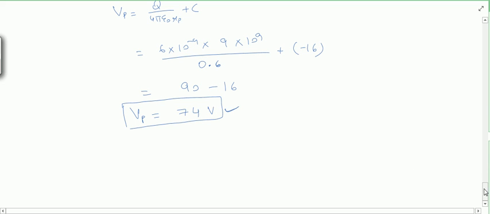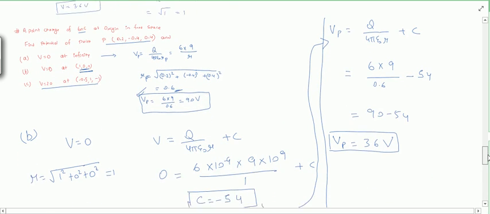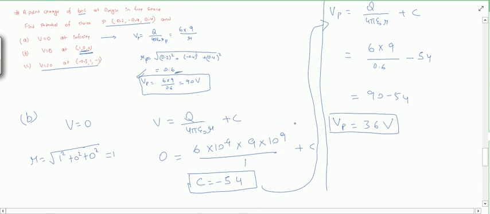Now you have understood, I guess, what it means when the reference is changed and what is the use of that C in the formula.